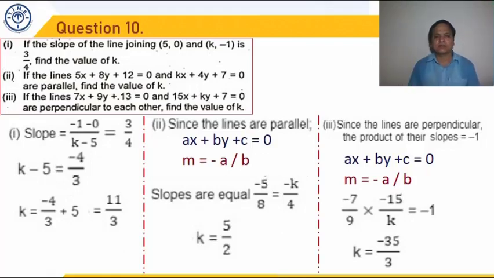We use the basic properties. Lines are parallel, slopes are equal. Lines are perpendicular, product of slope is minus 1. Yes.